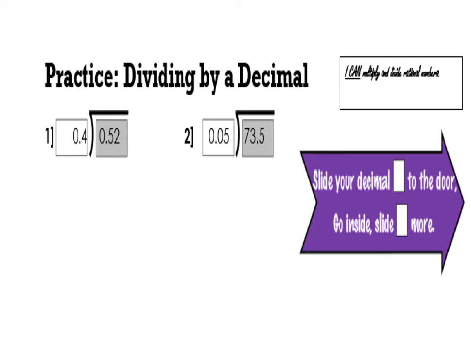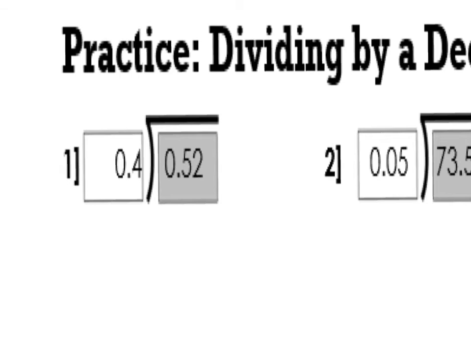All right, so we're going to practice dividing by a decimal. So remember, whenever we're dividing by a decimal, we're going to use this riddle. You're going to slide your decimal blank to the door. You're going to go inside and slide blank more. Remember, they should be the same exact number. Remember, what you do to one, you have to do to the other.